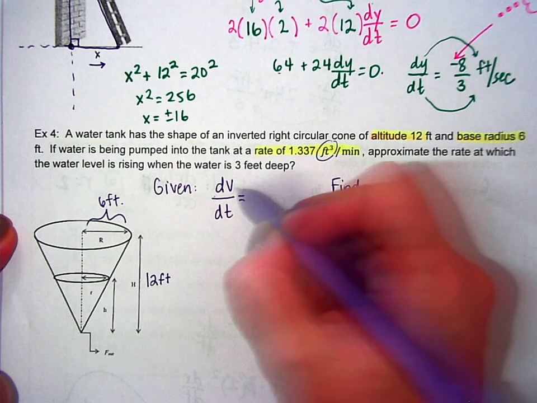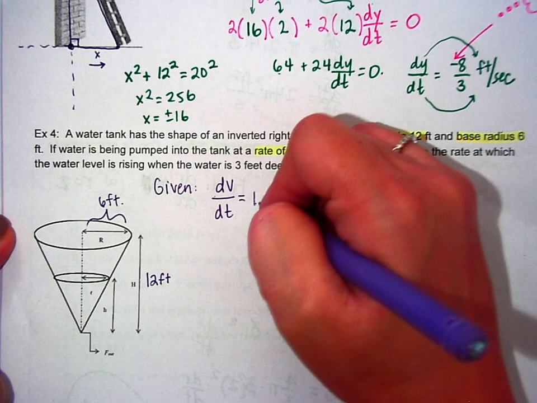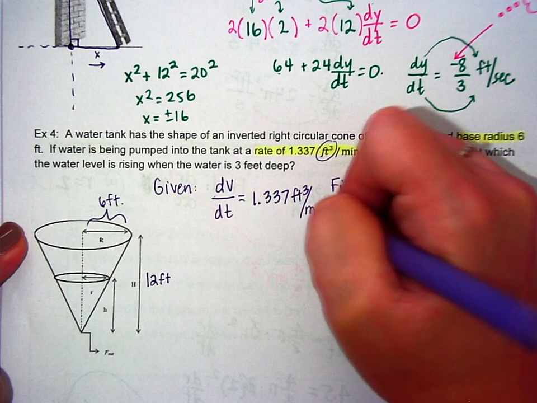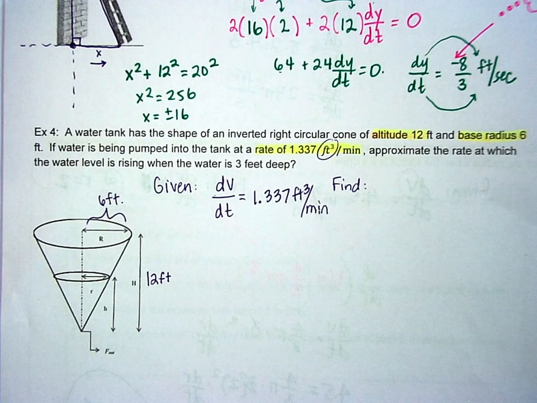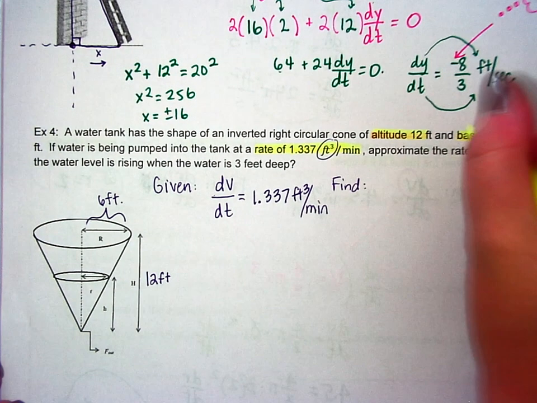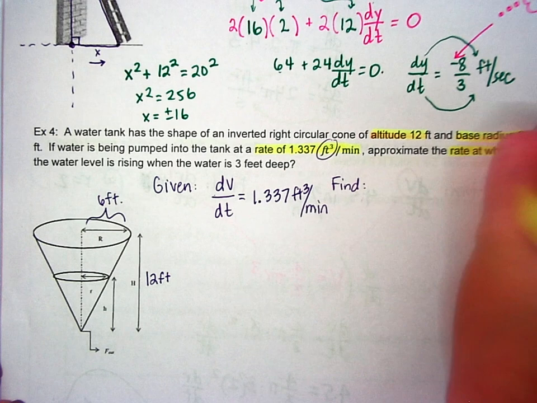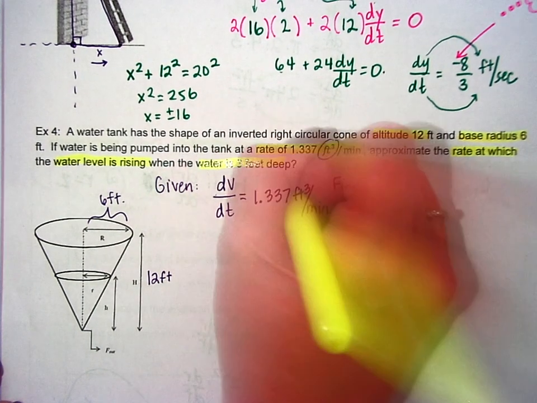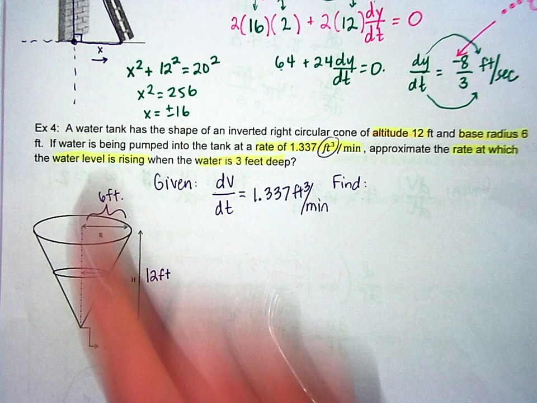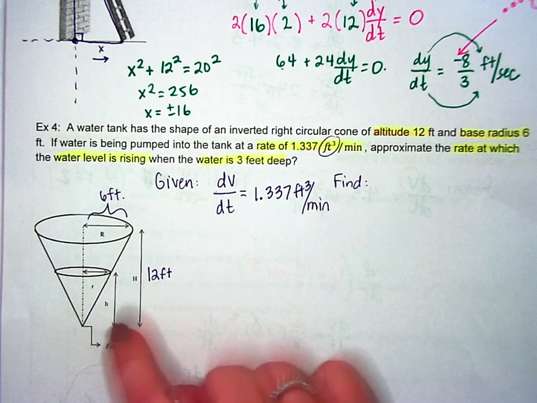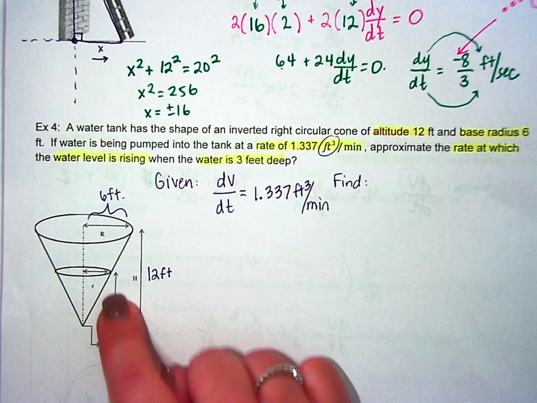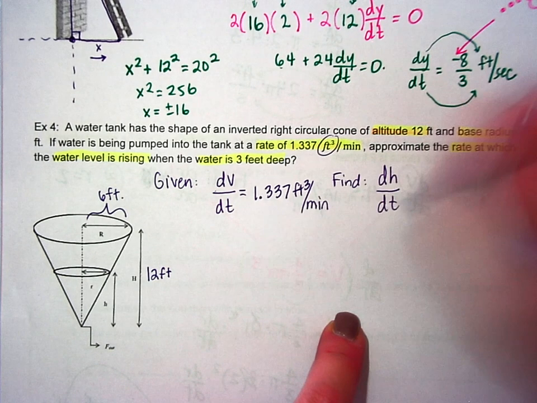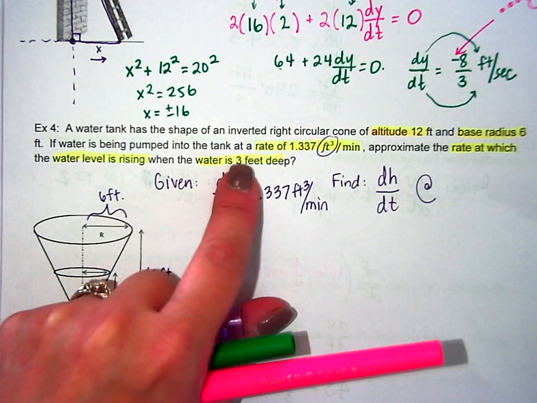Okay, I'm approximating the rate at which the water level is rising when the water is 3 feet deep. So water level in this diagram is h, little h, right? So we're going to find little h here, dh dt, at 3 feet deep, right? Means how full this water is. If it's 3 feet, that's a measurement, again, of h. So we're doing this when h equals 3.